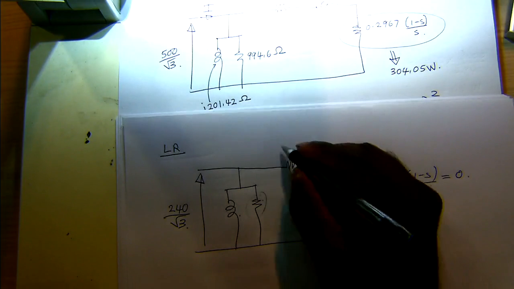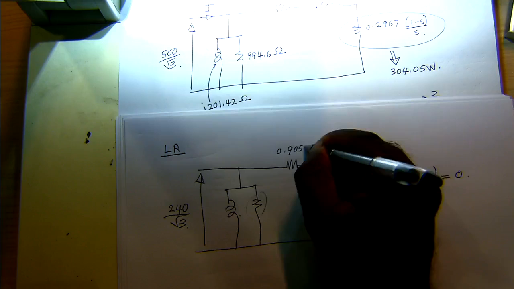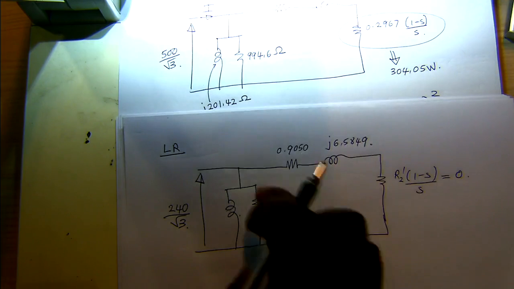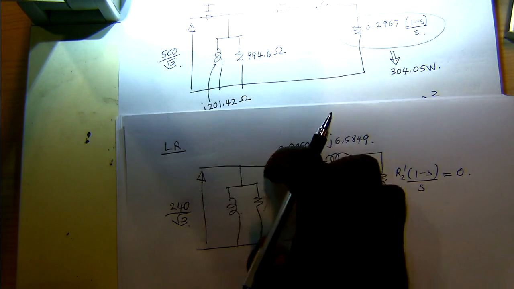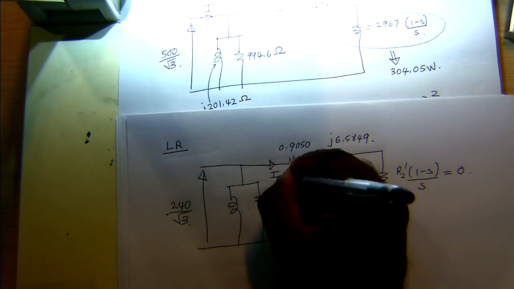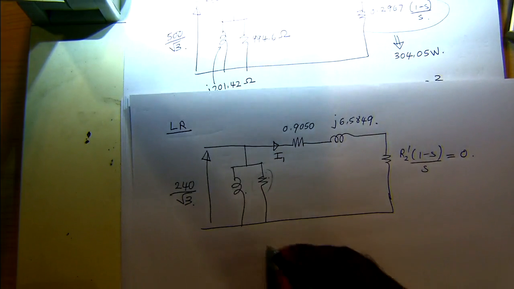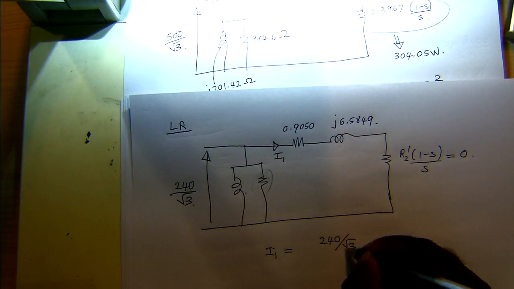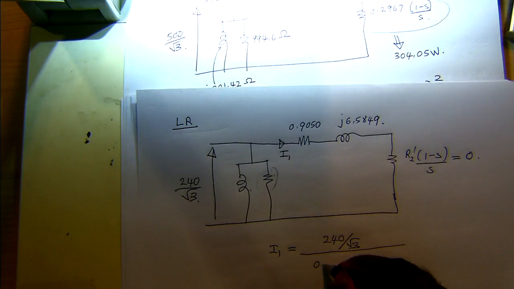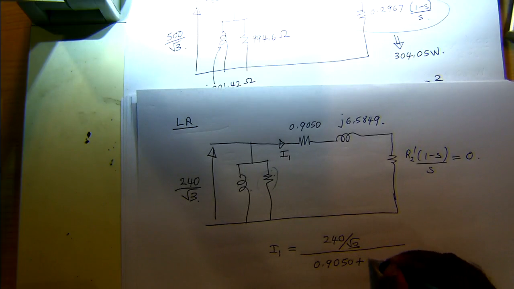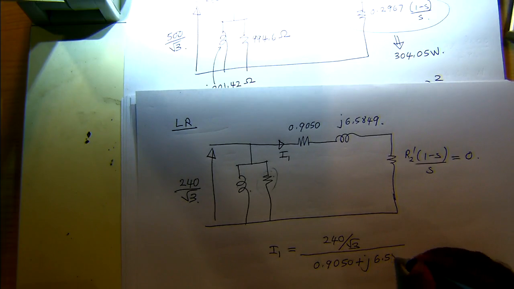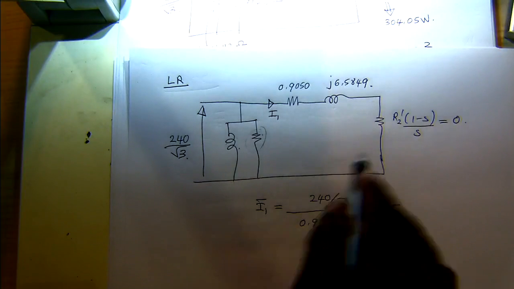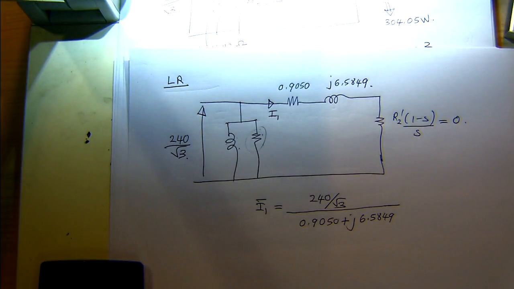Let's say this will be 0.9050 plus j6.5849. And then if you were to connect 240 over root 3 across this branch, the current in here, let's say I1, will be 240 over root 3 divided by 0.9050 plus j6.5849. So that will be your current in this particular branch. So we can calculate that.